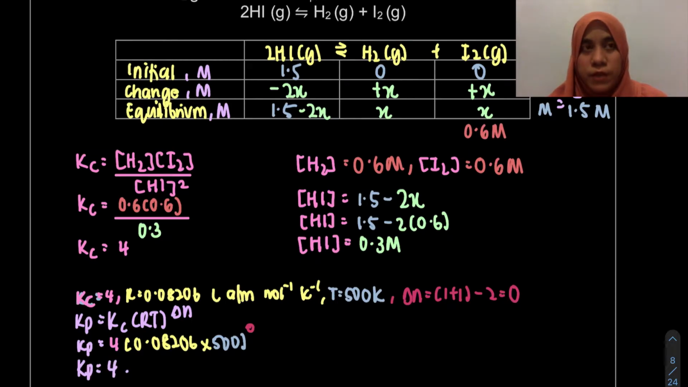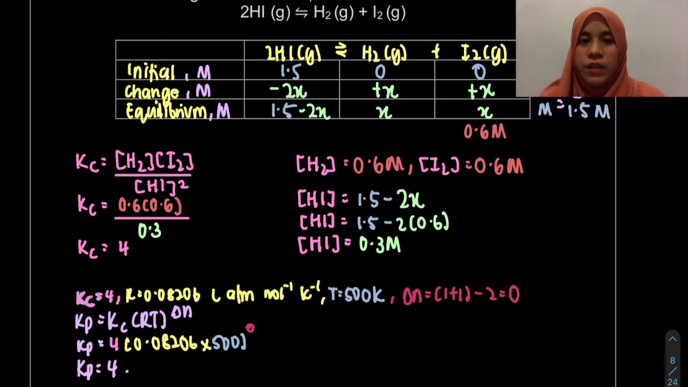It will be the same. You have to show the working, even though we know that if it is to the power of 0, it means that Kp equal to Kc. So that is why we get our answer equal to 4. So here it becomes equal to 1. Okay, so that's it for question 5.